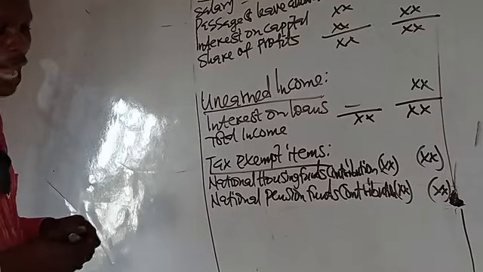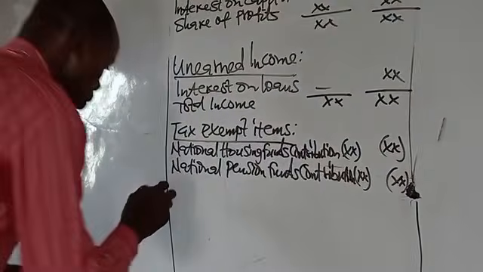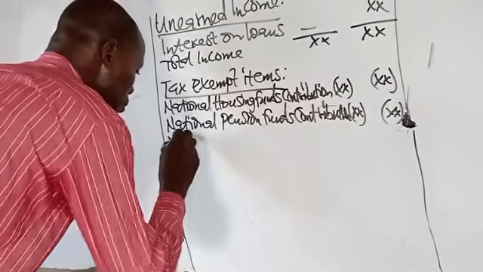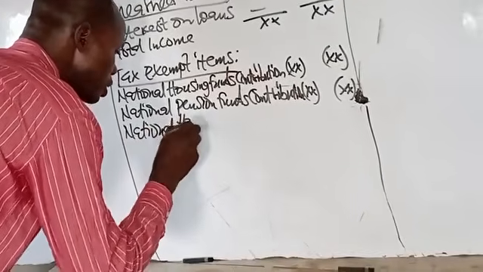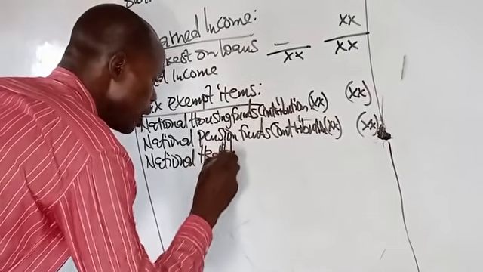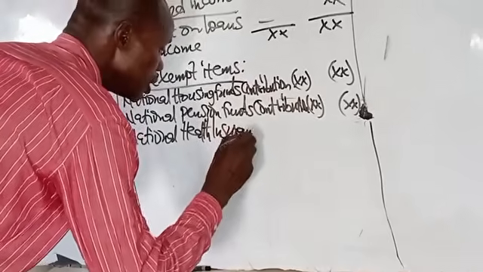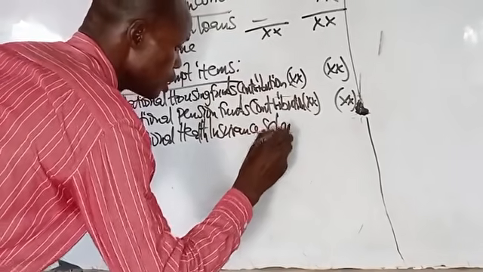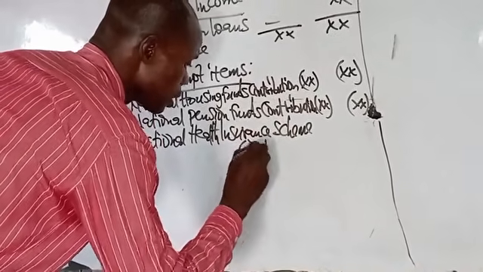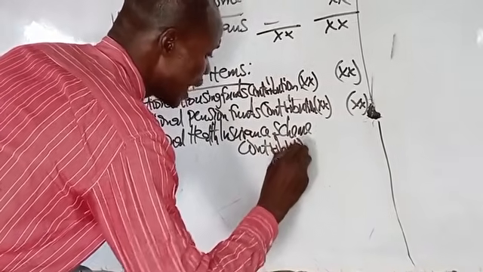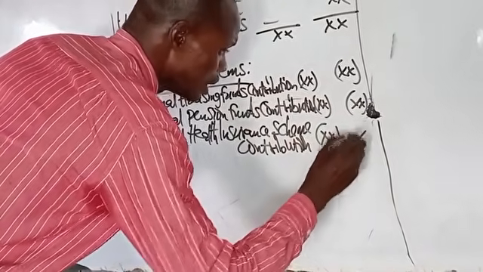National Health Insurance Scheme contribution. These are tax exempt items. You deduct them. Then you also have life assurance premium.